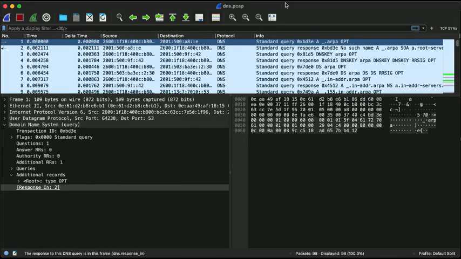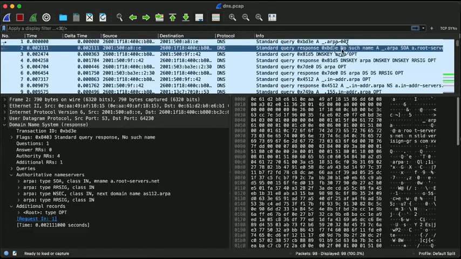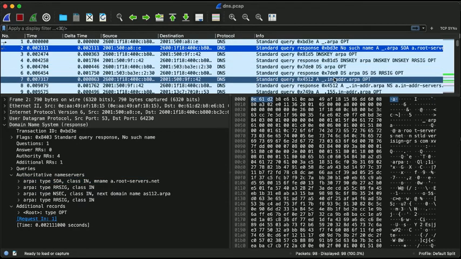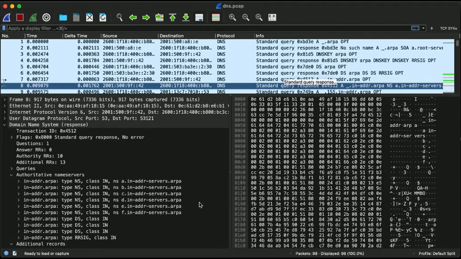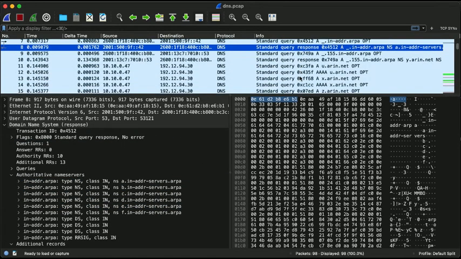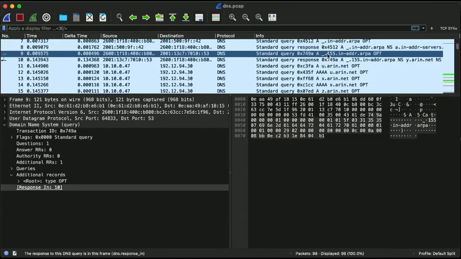Let's take a look at the packets here in Wireshark. As expected for any lookup, we begin at the root and ask, hey, who's responsible for ARPA? With a response pointing us to the arpa name servers. Next, we ask that server, hey, who's responsible for in-addr.arpa? And the response includes a list of name servers called a.in-addr-servers.arpa, b.in-addr-servers.arpa, and so on. But so far so good, not much different from the other lookups we've seen.